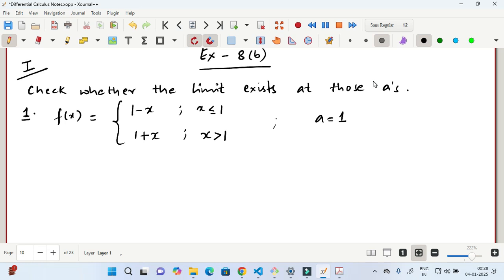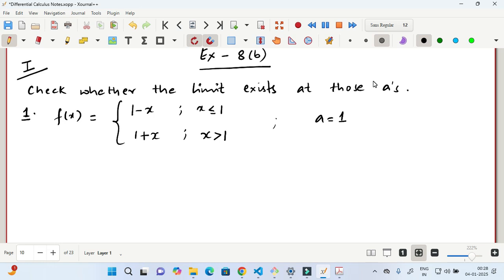So now we are going to learn about the existence of limit. If a point is given, like x equals 1 or x equals 5, we have to check whether the limit exists at that point or not. As I've already explained in the previous videos, when the limit exists and when it will not exist: the left hand limit at that point should be equal to the right hand limit. If that is true, then the limit exists at that point.